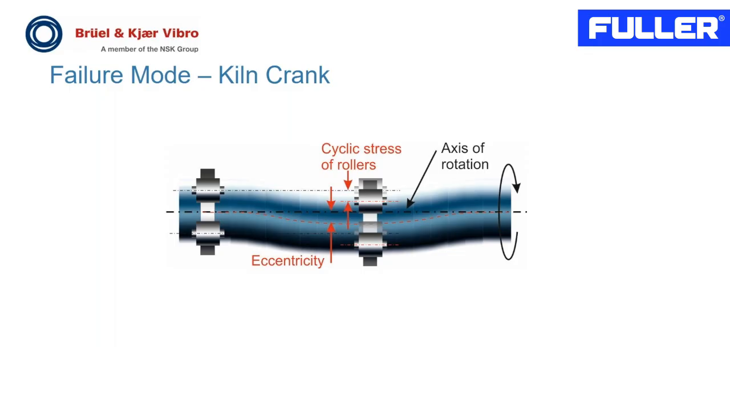To explain a kiln crank, you can see it on this illustration. It is basically that the kiln is rotating in a crank-like shape. It could also be explained as a banana shape.